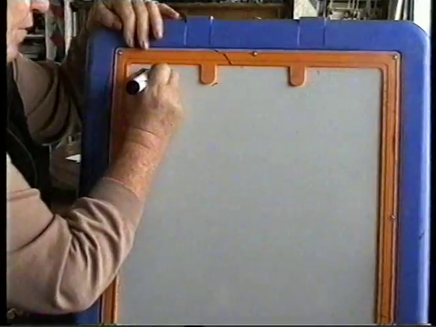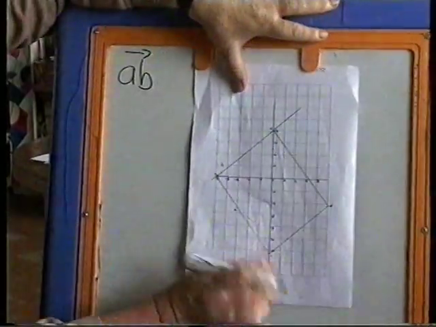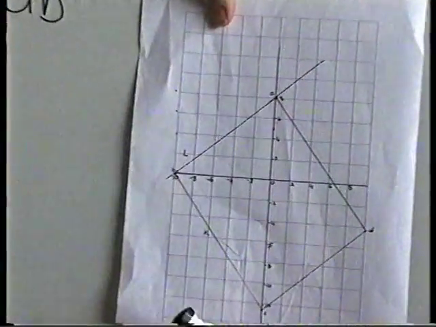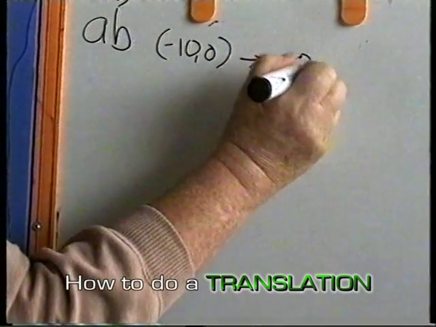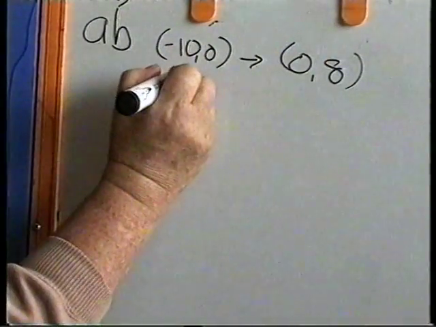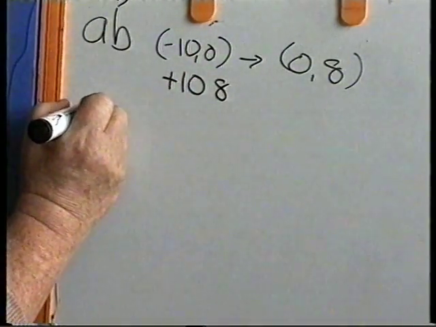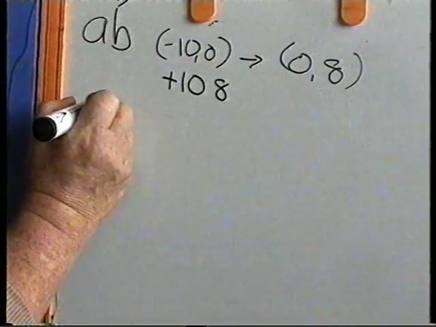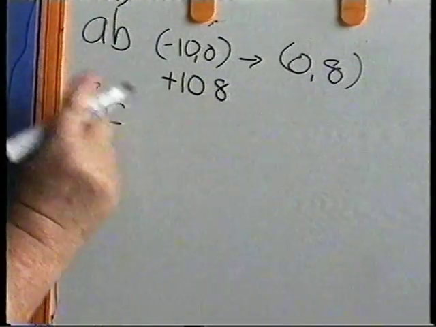But to write that down, the movement from A to B moved from minus 10, 0 to 0, 8. That means it moved across 10 and up 8. So now we want to move C under the same translation. The image of C under the translation AB.